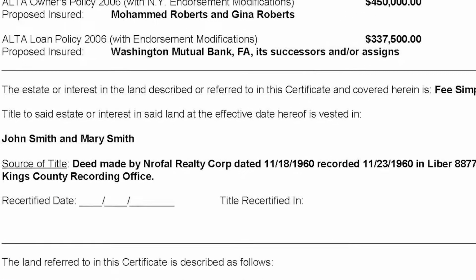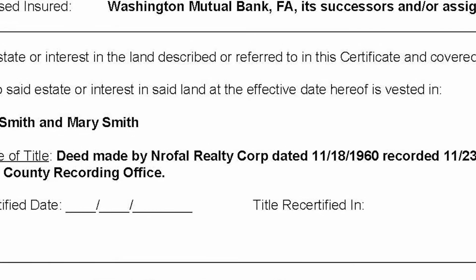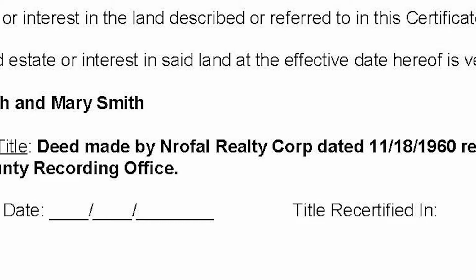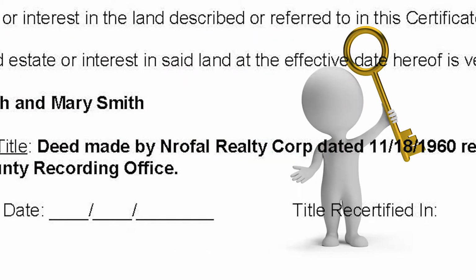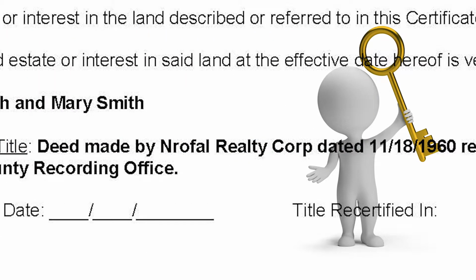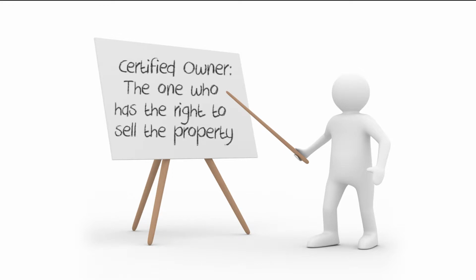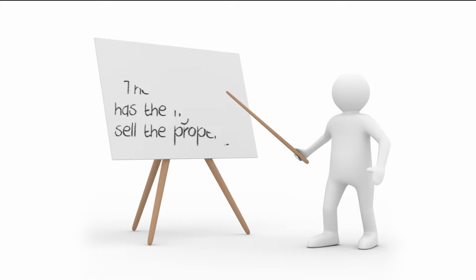This last part, the certified owner, is the most essential piece of information included on this page and is more complicated than simply listing the names on the last deed of record. The certified owner listed on the certification page is not necessarily the seller listed on the original application, or even the record owner of the property, but rather the person or people who have the right to sell or mortgage the property to a third party.